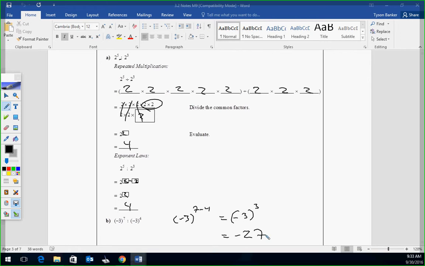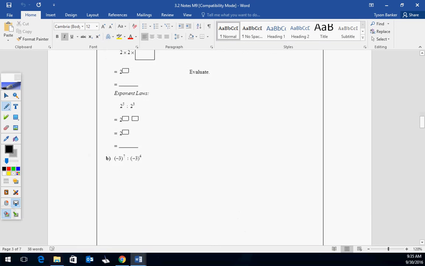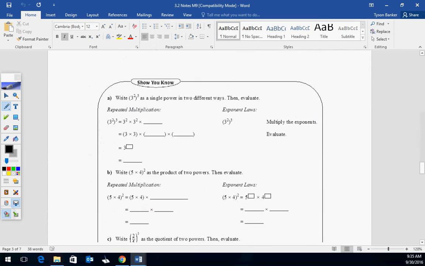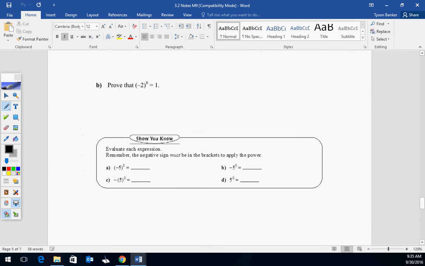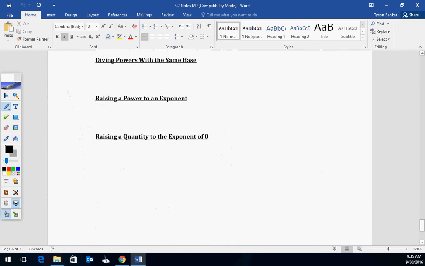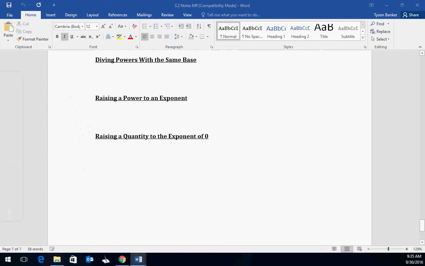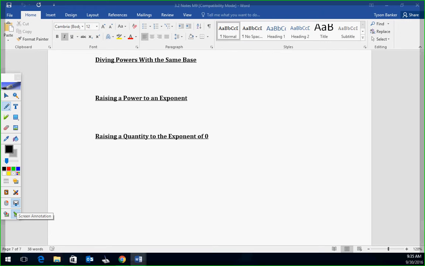All right, so quickly, let's go do the rule real quick, and then we have one more. Dividing powers of the same base. Okay, so for writing this in general terms, I'm going to write a to the m over a to the n equals a to the m minus n.